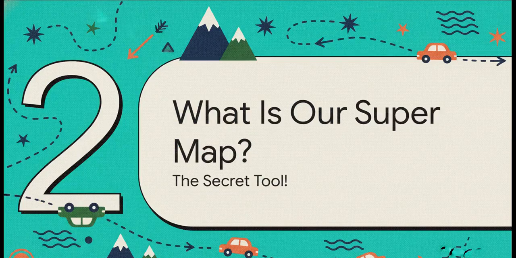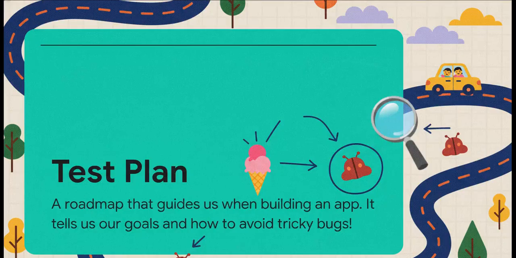Okay, team. First things first. Every great road trip needs a map, right? A map tells you where you're going so you don't get lost. Well, when we're building an app, we need a special kind of map too. And it has a very important name. It's called a test plan. That's it. A test plan is our super map. It's like a guide that shows us all the cool places we need to visit in our app, and it even warns us about bumpy roads or tricky spots, which in the app world we call bugs.